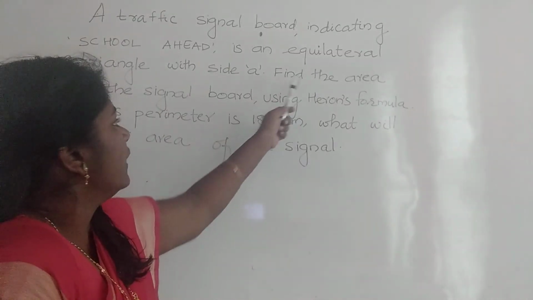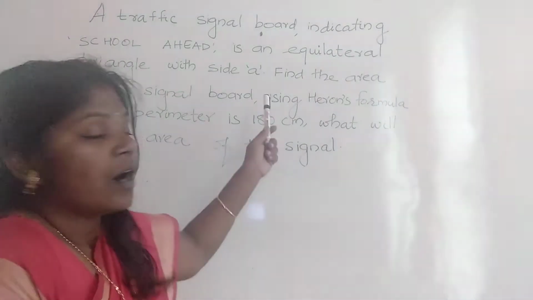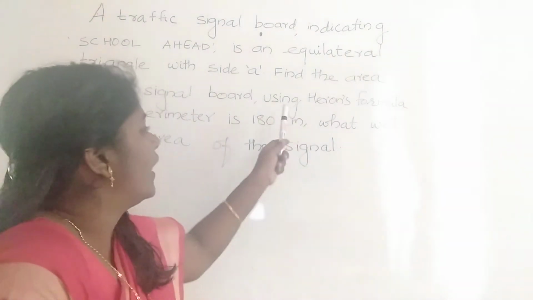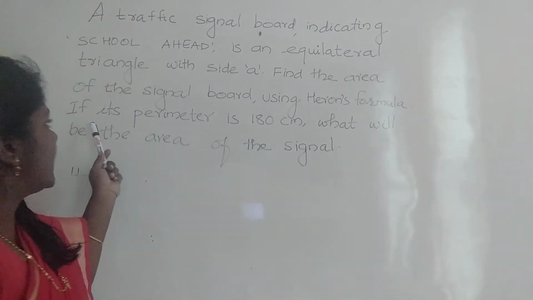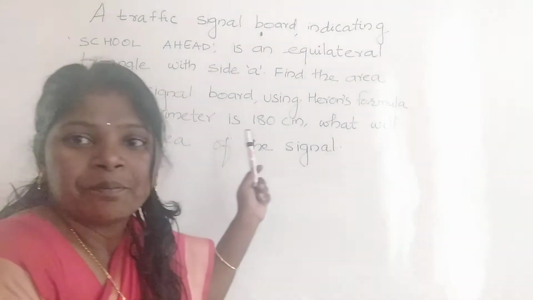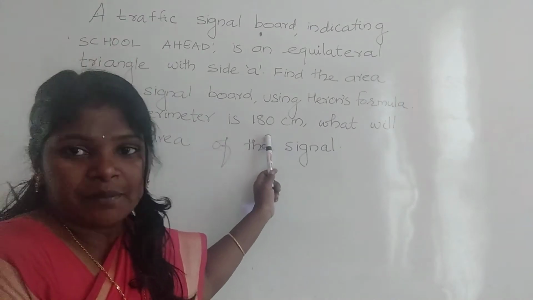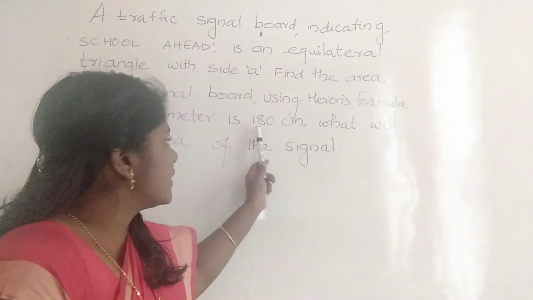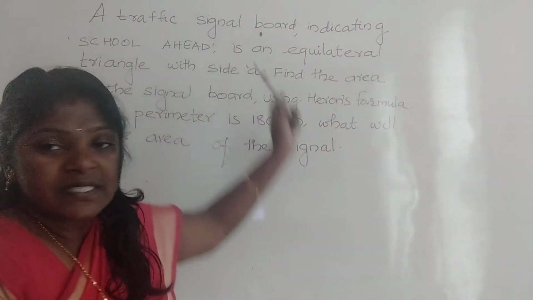What is the shape of the signal board? It is given as an equilateral triangle. How can we find the area? By using Heron's formula. And for that they have given another hint, that is the perimeter. The perimeter of the board is 180 centimeter. By using this hint, we should find the area of this traffic signal board.